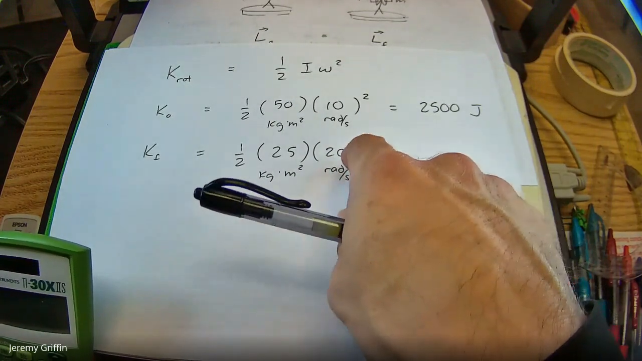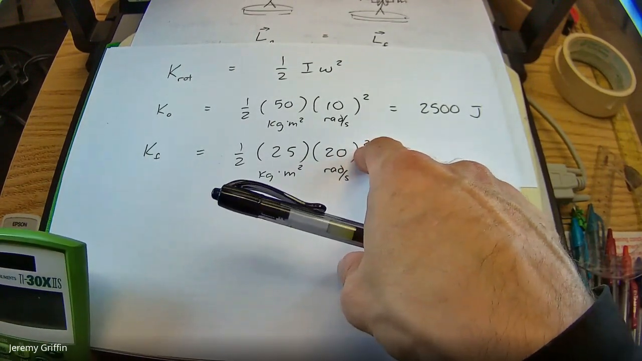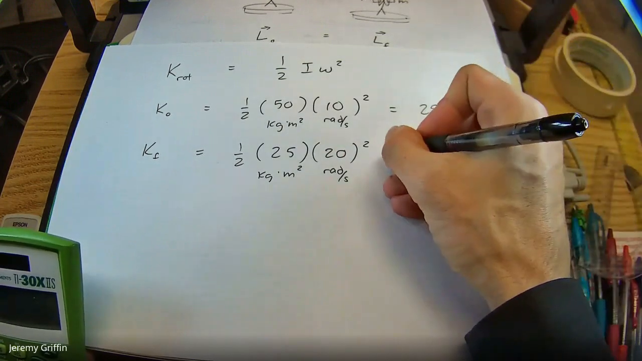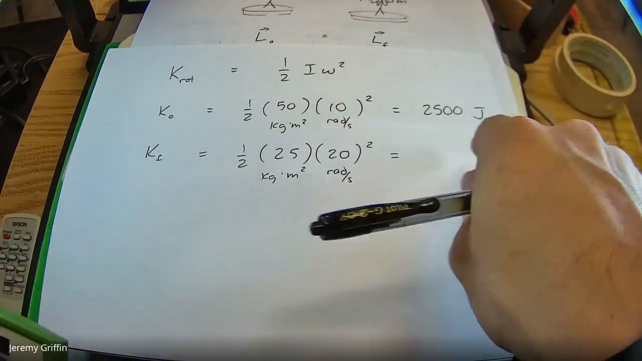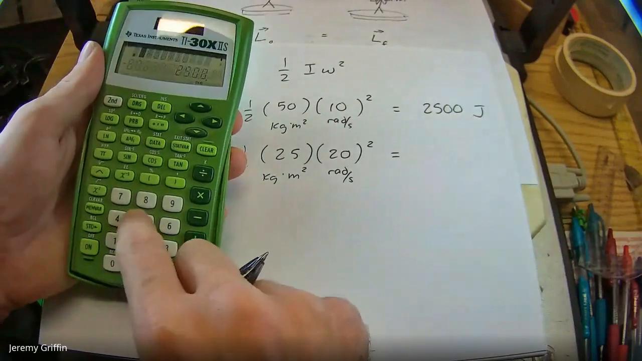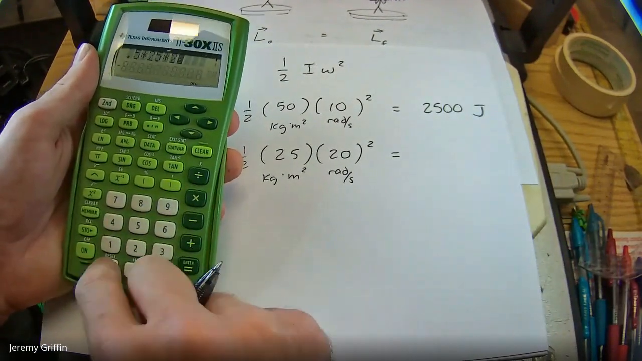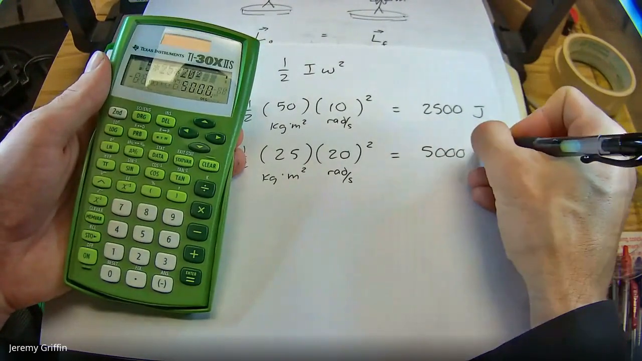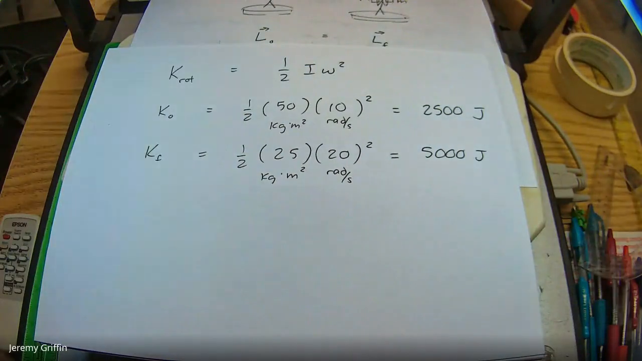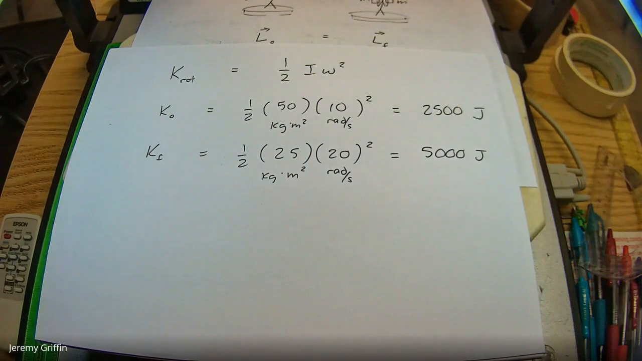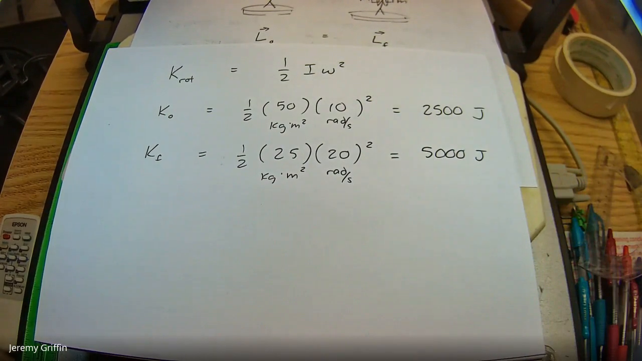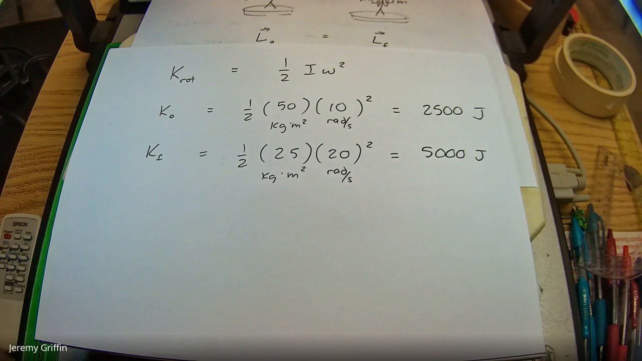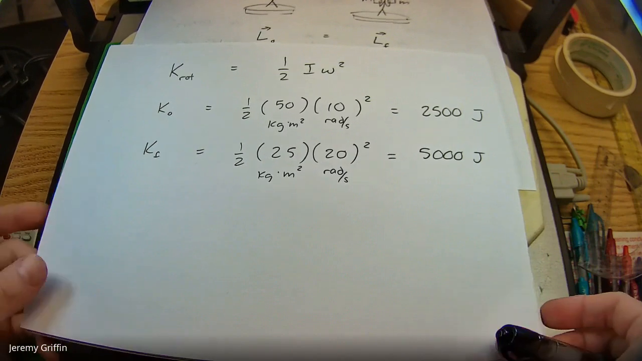Well, no, because the angular velocity going up gets squared. So it's like the doubling counts twice. So this should be overall twice as much. Let's see if it is. 1/2 times 25 times 20 squared. 5,000 joules. Yep, that's exactly twice as much kinetic energy, twice the mechanical energy from before. Again, that energy didn't appear from nowhere. It came from his muscles doing some work on those weights to pull them in. Right? That makes sense? All right.